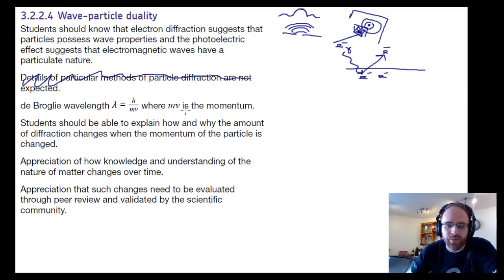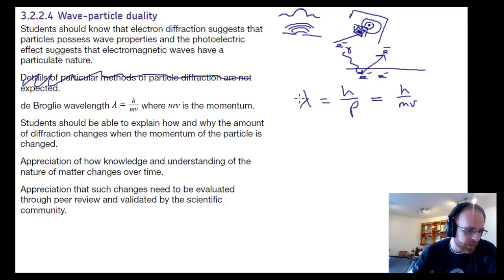If we want to find the wavelength of a particle, the wavelength is equal to Planck's constant divided by the momentum of the particle. And momentum, as we already know from mechanics, is equal to mv. These all need to be in SI units: meters per second, kilograms, and Planck's constant in joule seconds, and it will come out in meters.